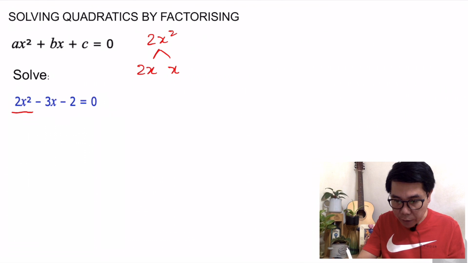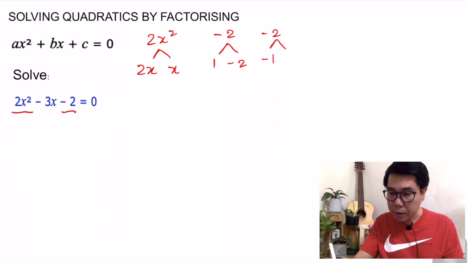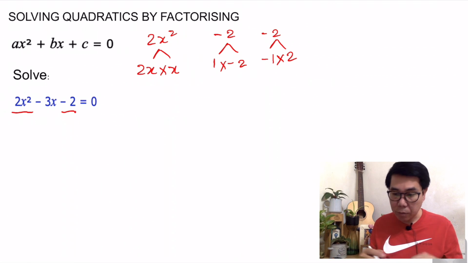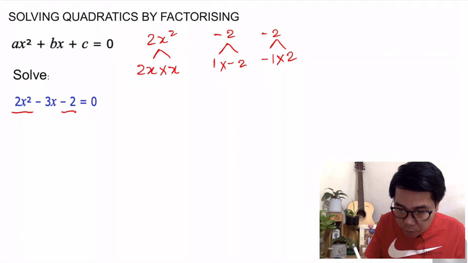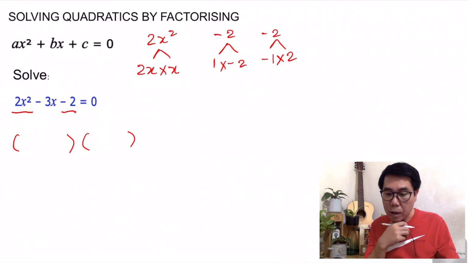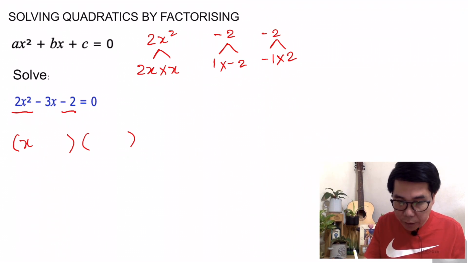And then we have to factorize also negative 2. So for negative 2, we have 1 and negative 2, or we have also negative 1 and 2. If you multiply them together, it will give us negative 2. Now here, at the middle, it is negative. So if it is negative, we have to put first 2x here, and the other one is x.